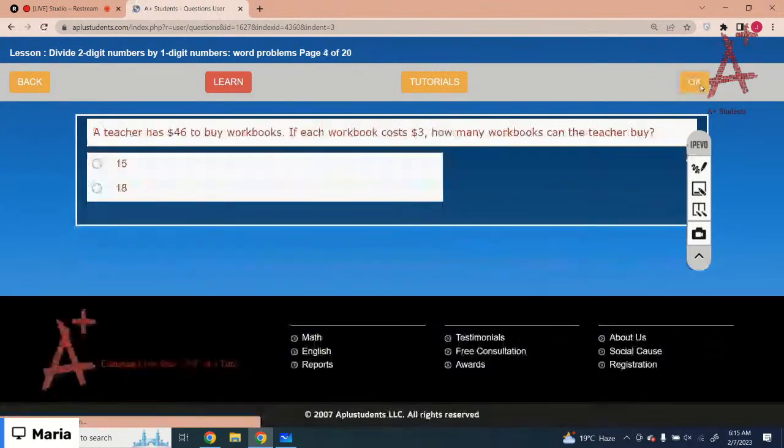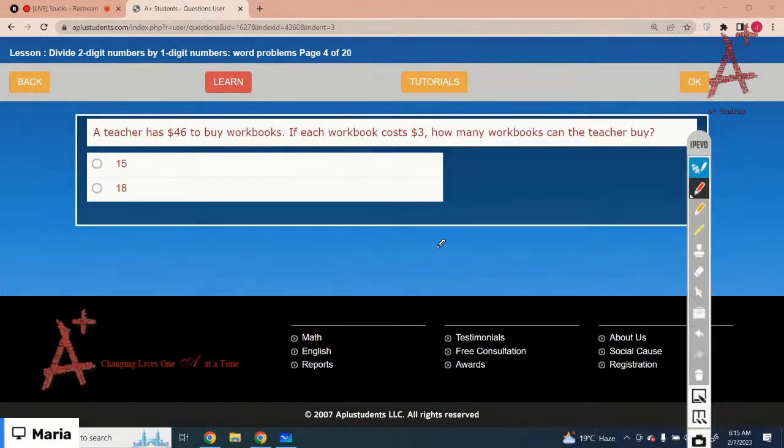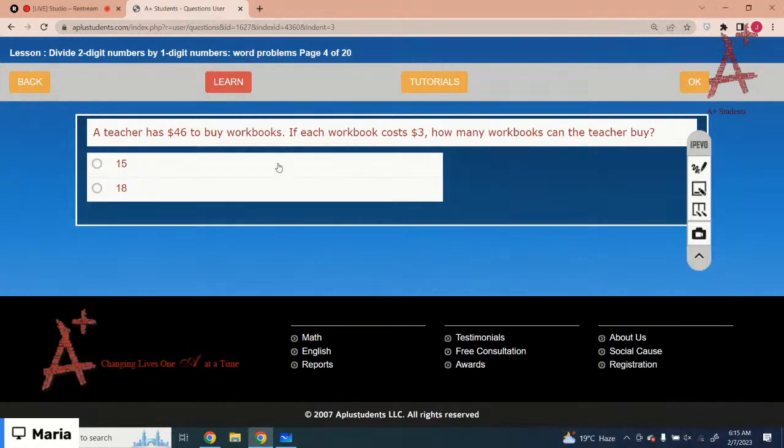Okay, the next one is a teacher has $46 to buy workbooks. If each workbook costs $3, how many workbooks can the teacher buy? So you just divide 46 by 3. Got it? 3 times 1 is 3. 3 times 5 is 15. That means she can buy 15 workbooks. Got it? So the correct option is 15.